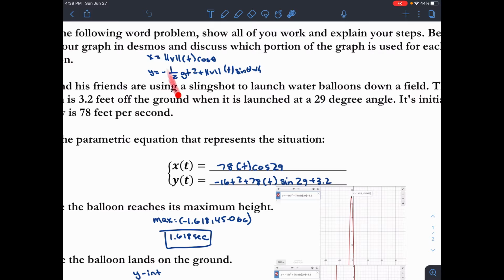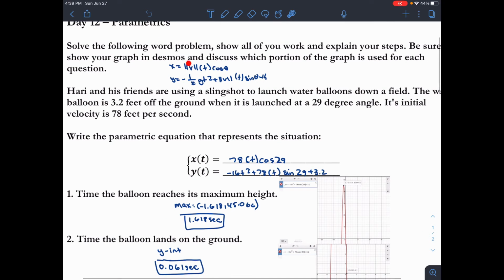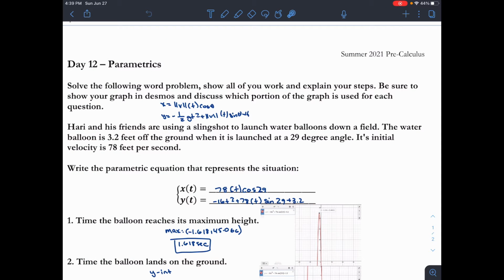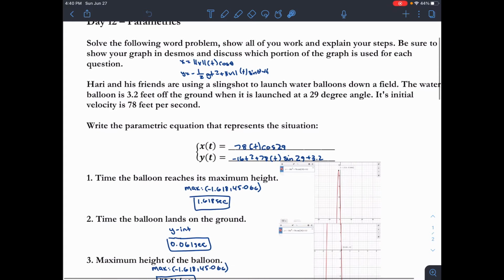So first we can do the x. We know that the magnitude of the initial velocity is 78 because it tells us here. So you do x equals 78, t we would keep because that's our variable, and cosine, and then the degrees is 29 because it says it is launched at a 29-degree angle. So this is our first one.